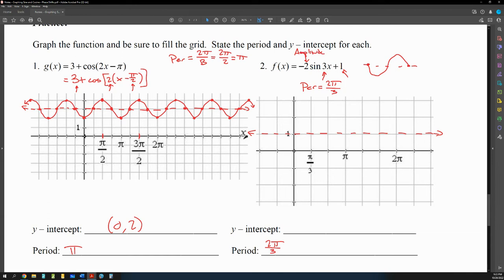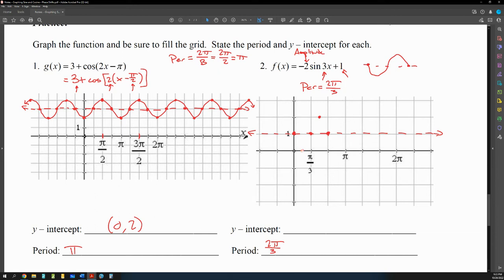So if we're not shifting to the right, we're going to start at x equals 0. Okay, so we have our midline right here. We have our period of 2 pi thirds. So we know that one full cycle is going to fit in between here. In between that, we've got to hit that minimum and we've got to hit that maximum. Okay. So here's the shape of the graph right here. Here's one cycle. Again, double check your work that we're graphing negative sine with an amplitude of 2.